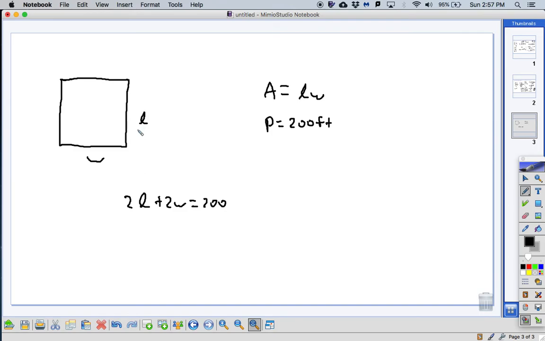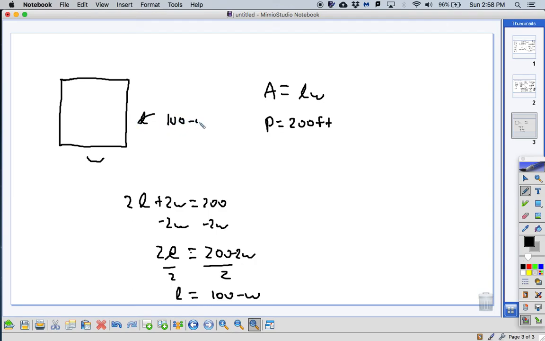Well, if I want to get rid of the L or the W, I'm going to just solve for it. So I'm going to subtract 2W from both sides. So I get 2L is going to be 200 minus 2W. And divide everything by 2, and you get length is going to be 100 minus W. So 200 divided by 2 is 100. 2 divided by 2 is 1. So now instead of length here, I'm going to cross this out and replace this with 100 minus W.